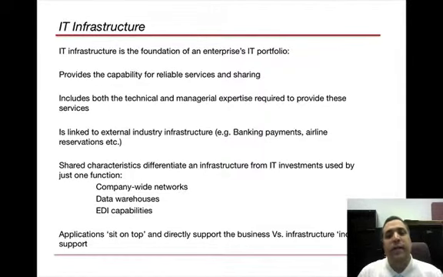Basically, a lot of things are linked to industry infrastructure. So certain banking payments, airline reservations, our infrastructure might be connected to other networks. If we are, we need to make sure that there's a certain level, a standard there as well. What's the time frame that it takes to send these transactions? Do we have enough bandwidth? Do we have enough processing power?